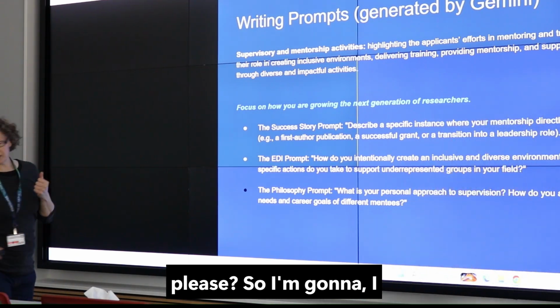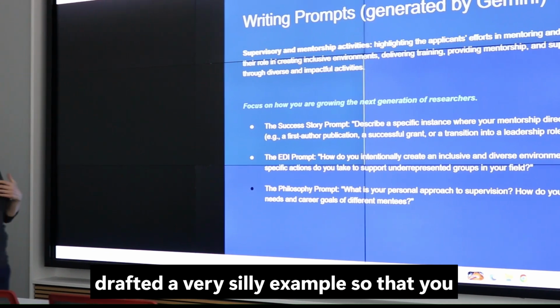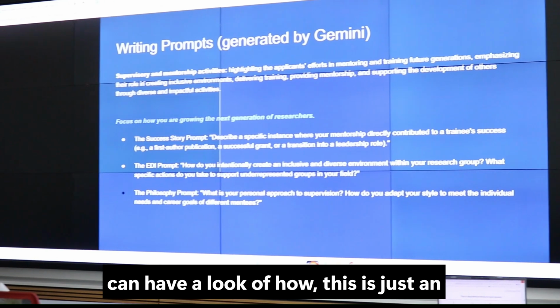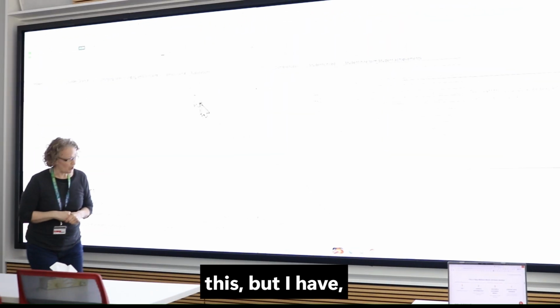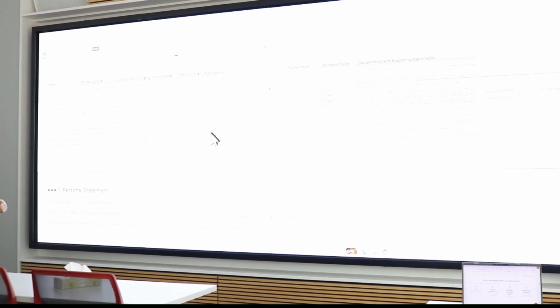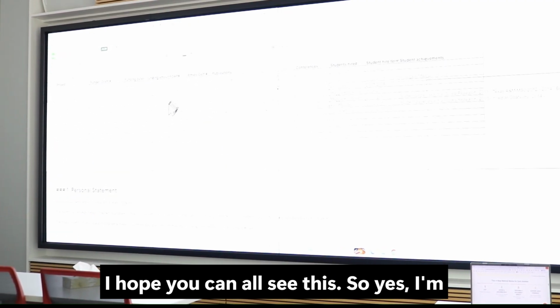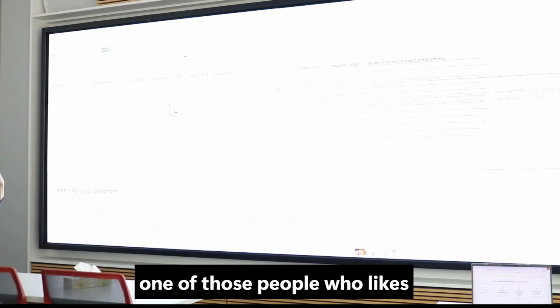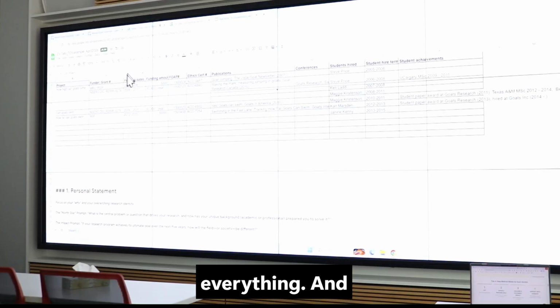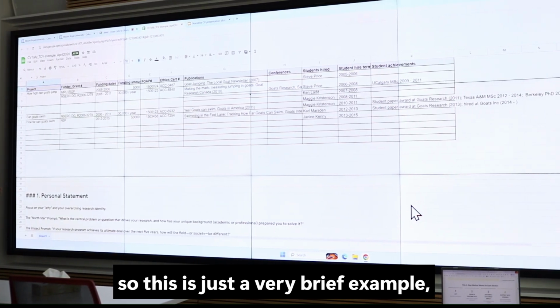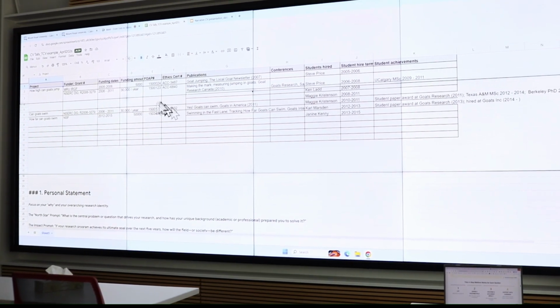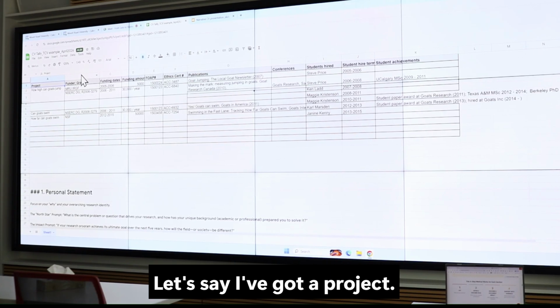So I drafted a very silly example so that you can have a look. This is just an example, I'm not saying you have to do this. Is that big enough? I hope you can all see this. So yes, I'm one of those people who like spreadsheets. I have a spreadsheet for everything. And so this is just a very brief example, again silly, of, let's say I've got a project.